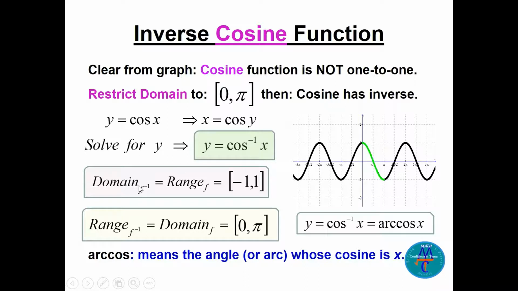So we see the domain of the inverse now is minus 1 to 1. It's coming from the range of the f, you see? So all these values of x, minus 1 to 1, as the sine inverse. Now this one changed. The range of the inverse from 0 to pi. And remember the range for the sine inverse, it's a different condition. So y equals cosine inverse of x, we can write it as arc cosine of x. That's the same meaning. Arc cosine means the angle or arc whose cosine is the x value.